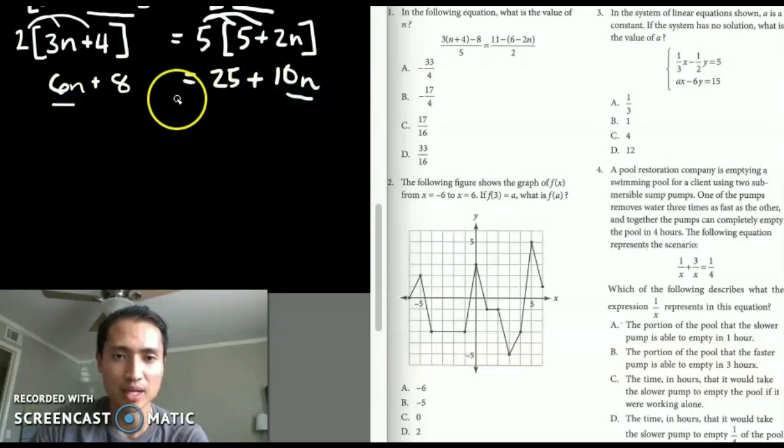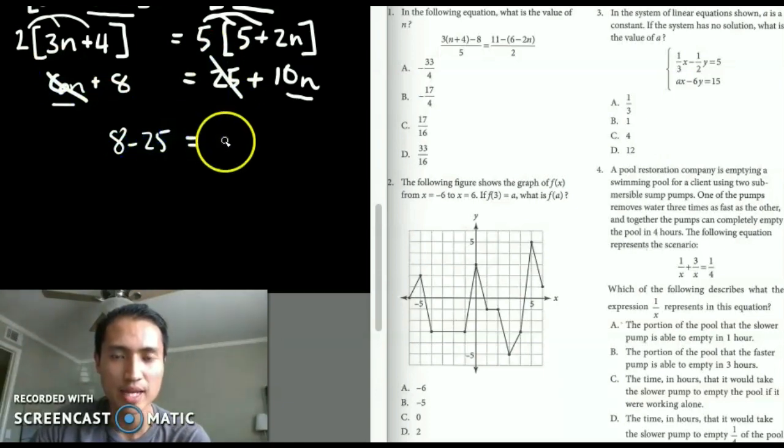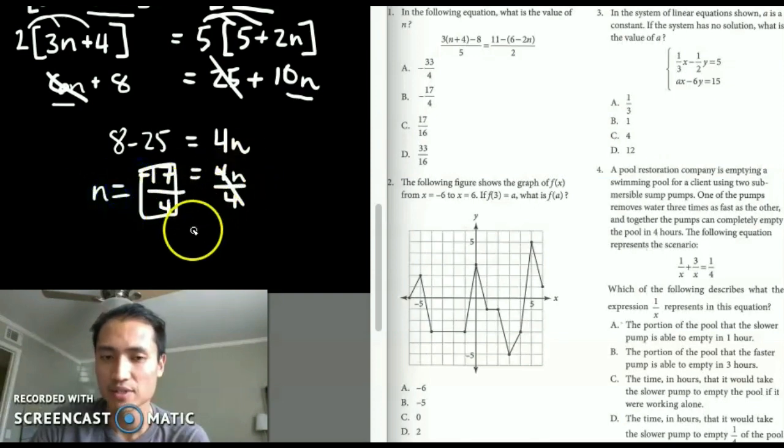We have some coefficients in front of them, and we definitely want to get them all on one side. So let's do that. So 8 minus 25 is equal to 10n minus 6n, which is going to be 4n. 8 minus 25 is negative 17, which is equal to 4n. Divide by 4. So n is equal to negative 17 over 4. And it looks like our correct answer is going to be answer choice B.